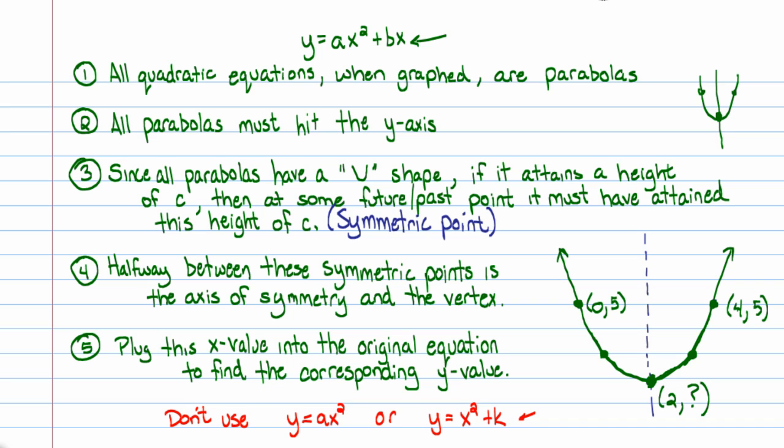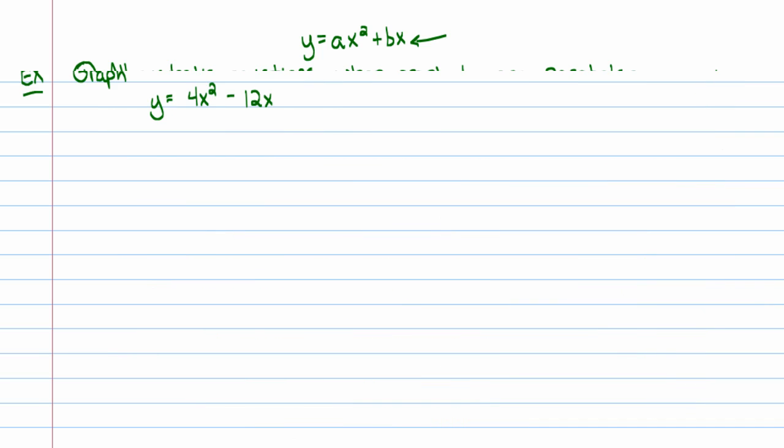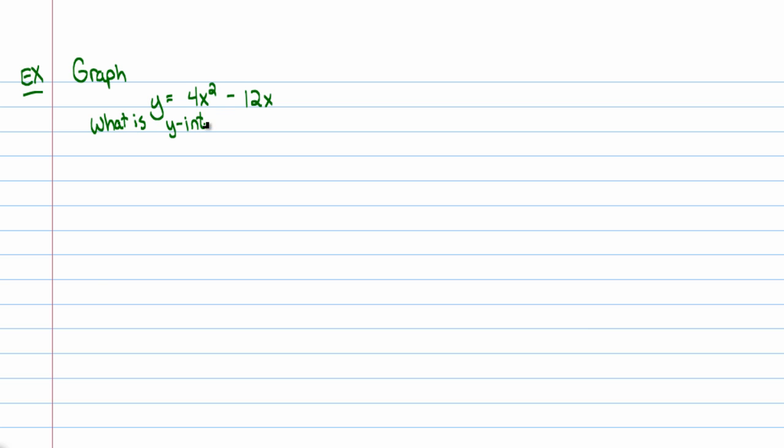In fact, let's go ahead and do an example here. Let's graph y equals x squared minus 12x. The first thing I'm going to mention is that this has got to have a y-intercept. It's a parabola, right? So what is the y-intercept? When are we going to hit the y-axis?